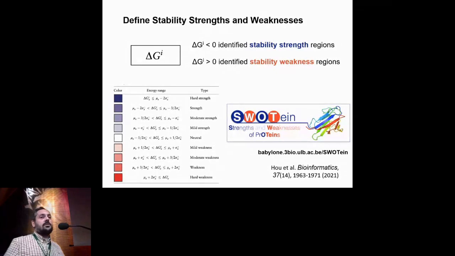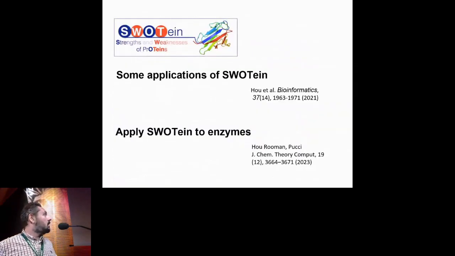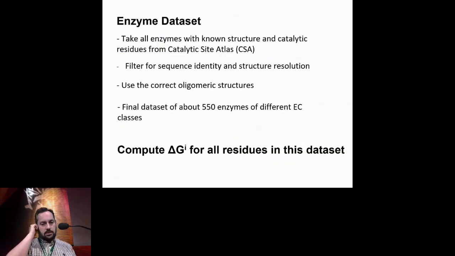So if the color is dark blue, it means that residue is very stable, so it contributes strongly to the stability. While if instead it is dark red, it means that residue is very weak. The web server, you can find it at that link, and we also published some details about the method in Bioinformatics. But today I would like to present how we apply this method to the enzymes, and to study a bit the stability pattern that there is in the enzyme structure.